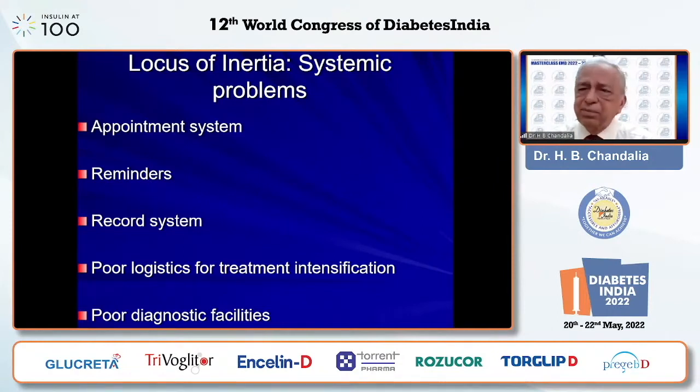Record system is very important. I don't want to enlarge on that. The intensification logistics are very poor. There, the inertia is, as I told you, you might give a certain dose of insulin or one DPP-4 inhibitor and say see me after 2 months. You don't have to see the patient after 2 months. Intensification strategy has to be clearly defined, and you have to find a way where it doesn't encroach upon your time so much, and yet you do it. You all are ingenious in doing that.